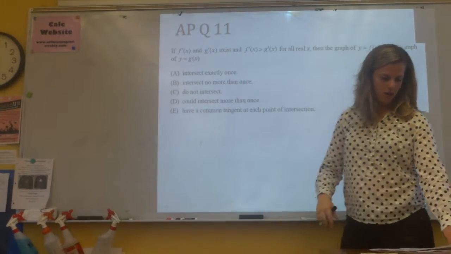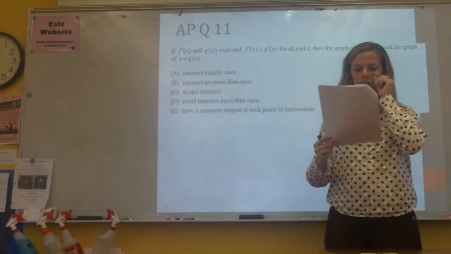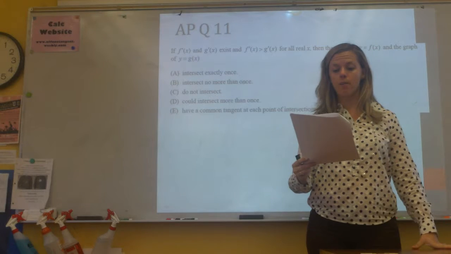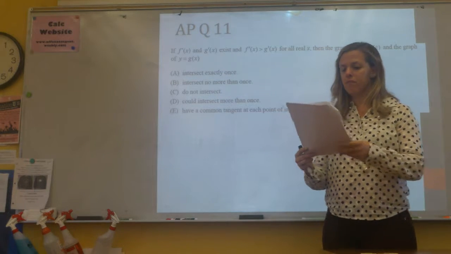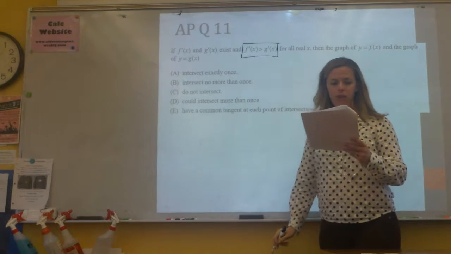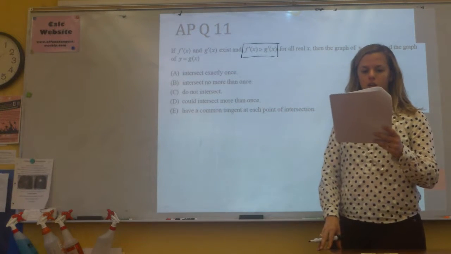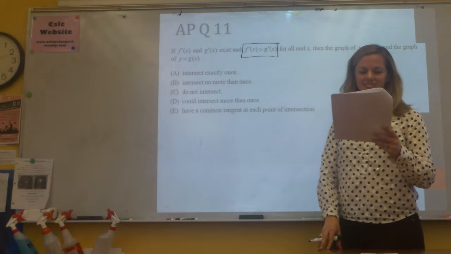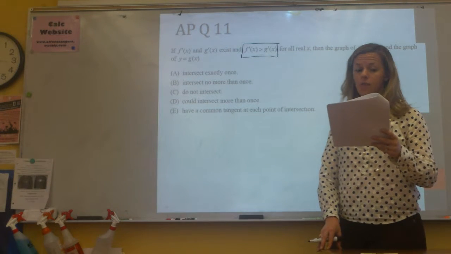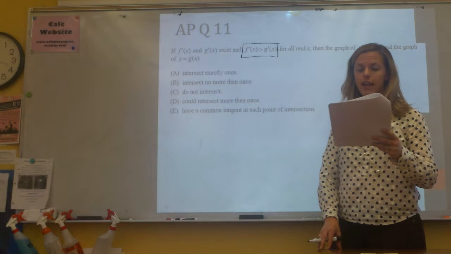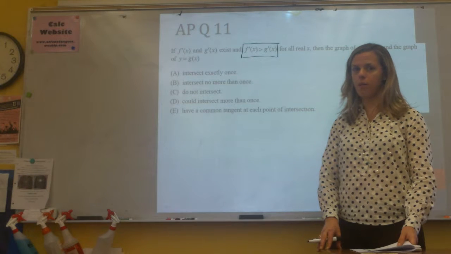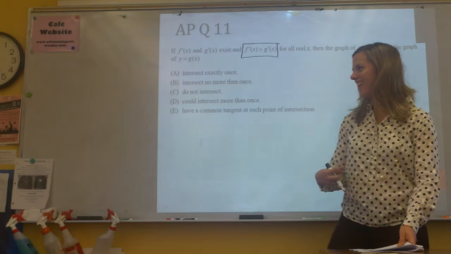All right, so we have f prime and g prime exist, then f prime is greater than g prime for all real x. And the graph of y equals f and the graph of y equals g, which of the following? So they intersect exactly once, no more than once, not intersect, could intersect more than once, or have a common tangent at each point of intersection. So I'll give you some time, think about that, and then we're going to come back together.